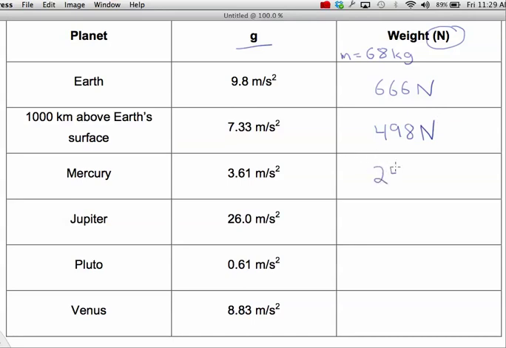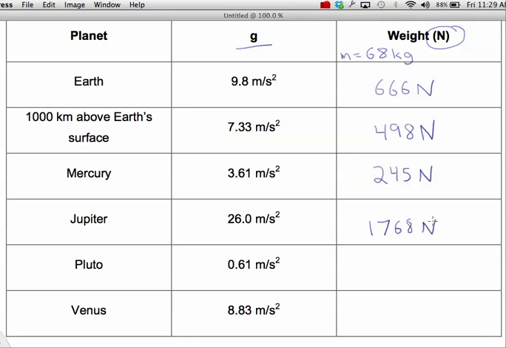On Jupiter, which is a very, very dense planet, I believe it has the most mass of all of them, our weight would be 1,768 newtons. So it would almost triple from what it is here on Earth. If you imagine trying to walk with that.